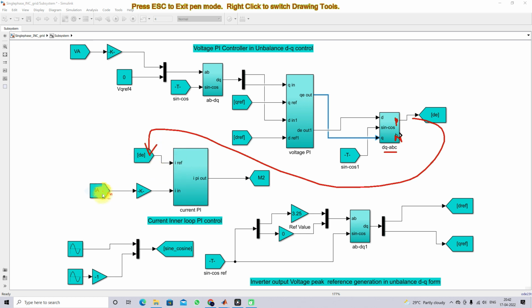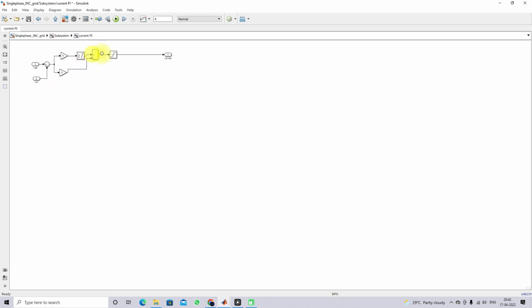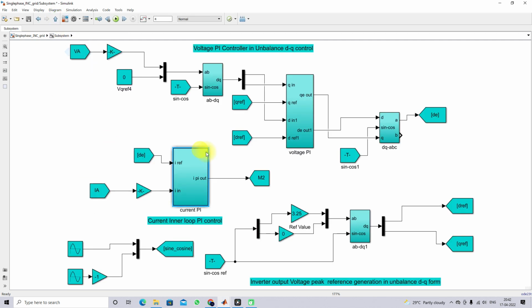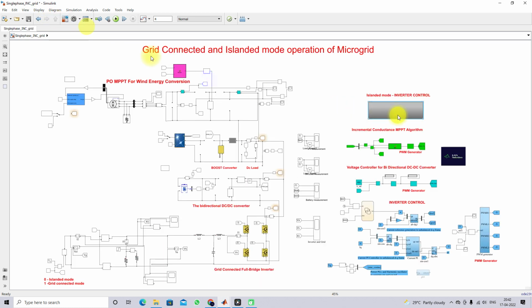That is combined with the load current, and then processed by a PI controller. This PI controller generates the modulating signal for generating the pulses for this inverter. So this is islanded mode operation. In islanded mode operation, the pulses are generated for the inverter based upon the voltage of the load and the current of the load.